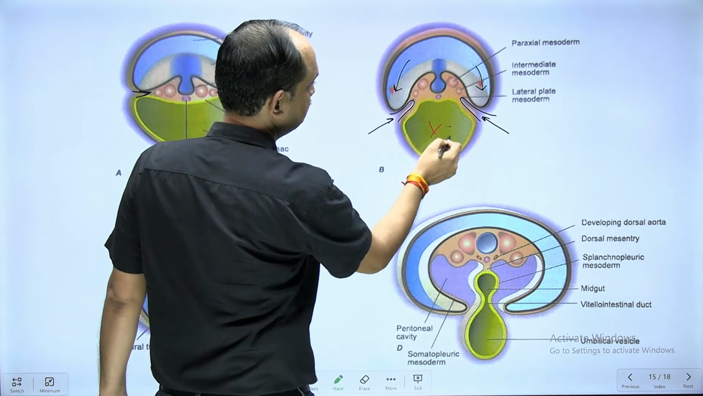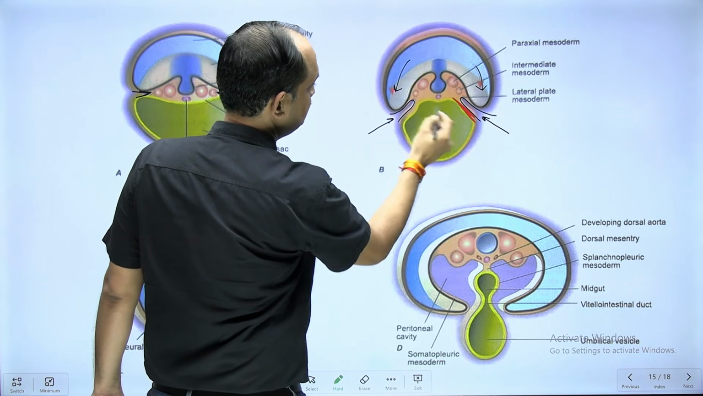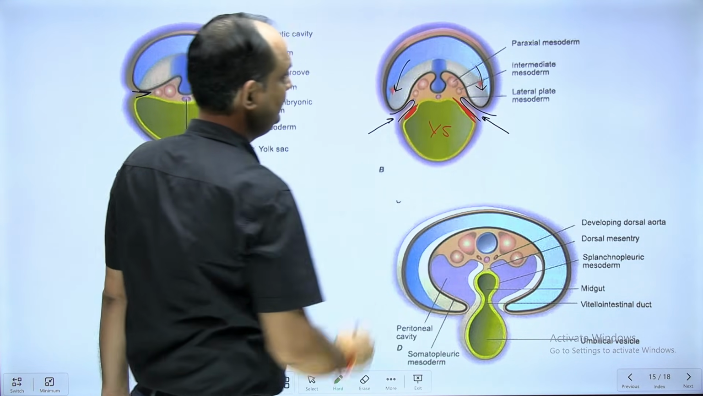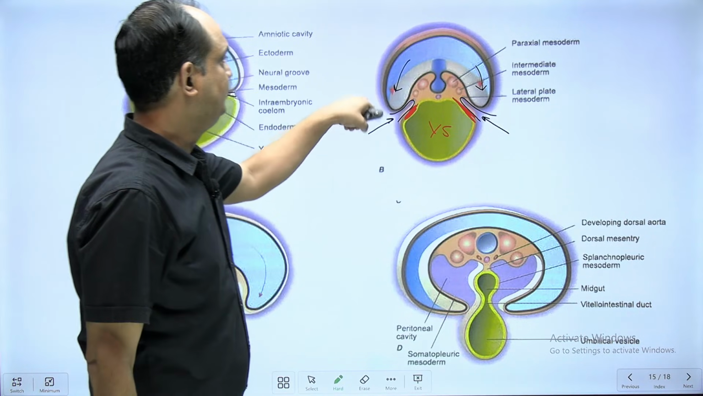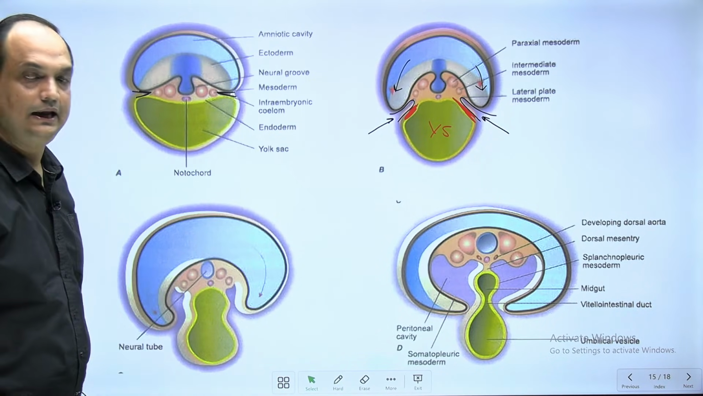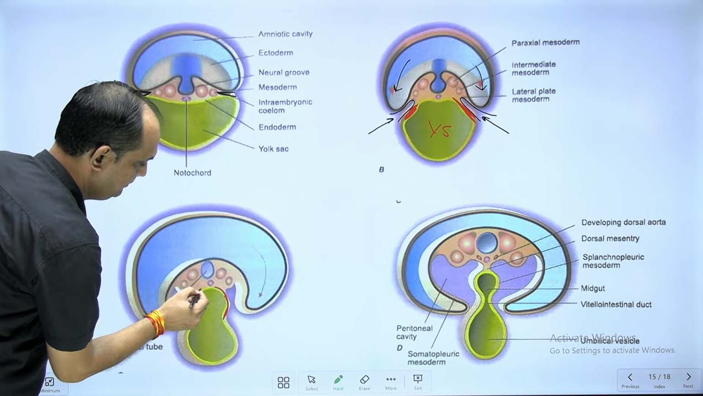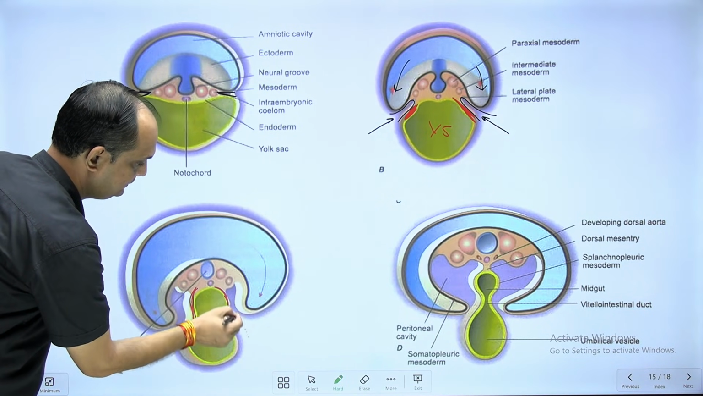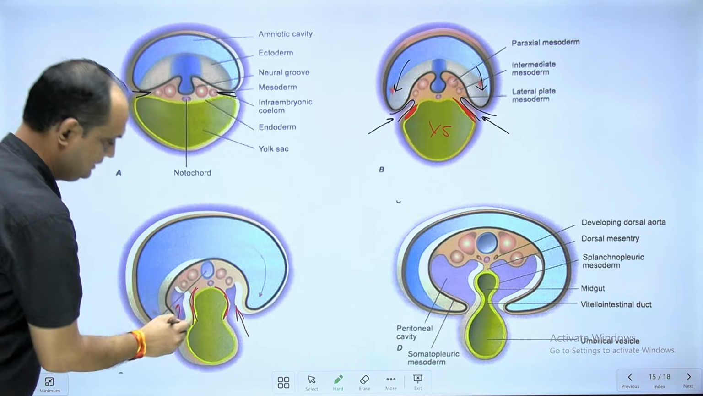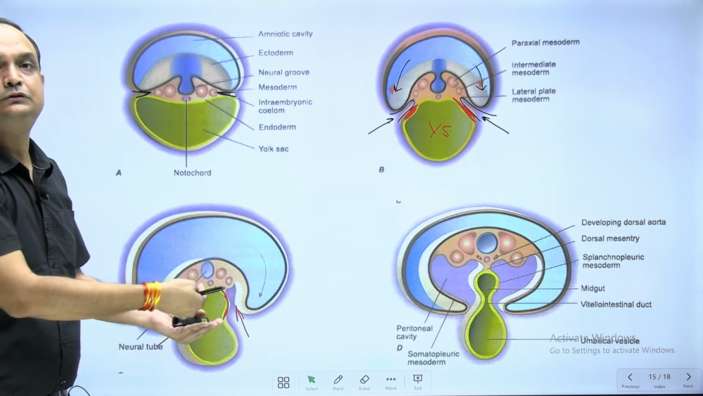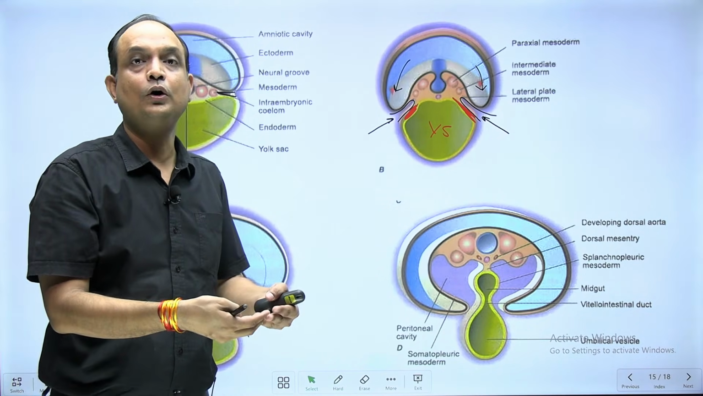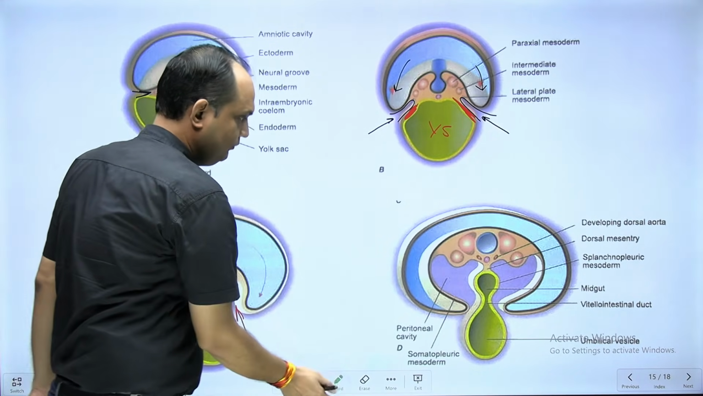So, this is your yolk sac. This is your splanchnopleuric intraembryonic mesoderm. Now, as the fold increases in size, here this is your splanchnopleuric intraembryonic mesoderm, and this is your coelom. Clear? Now, once these two folds come closer to each other, what is happening?